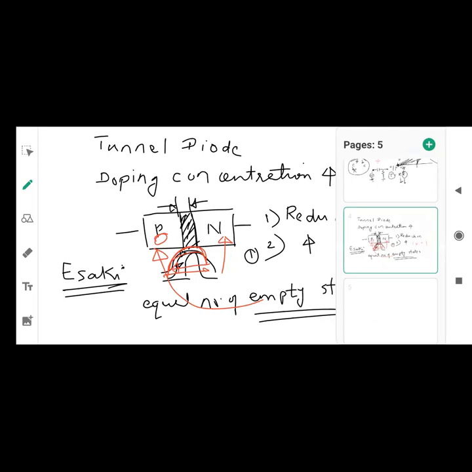The engineers, they hardly go to what? Quantum physics. Otherwise, if you really enjoy this topic, then quantum physics. Earlier also I said that the people were knowing that some irregular behavior is seen if the doping concentration is increased, but nobody was able to describe it. Then finally, Esaki took the help of quantum physics and he was able to describe what is actually happening. So it is a quantum behavior.